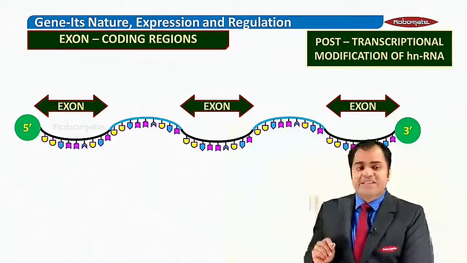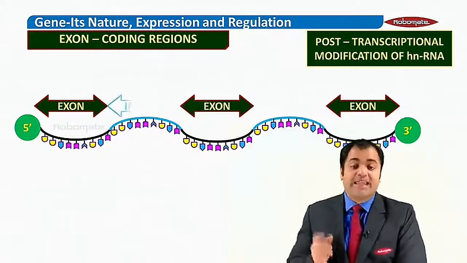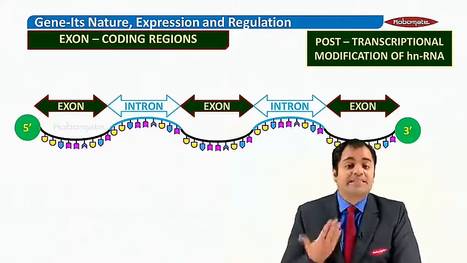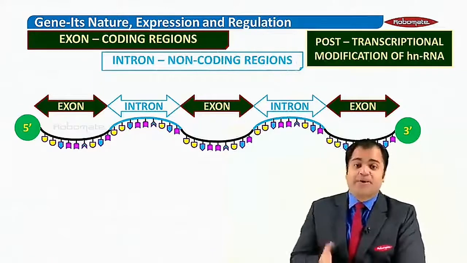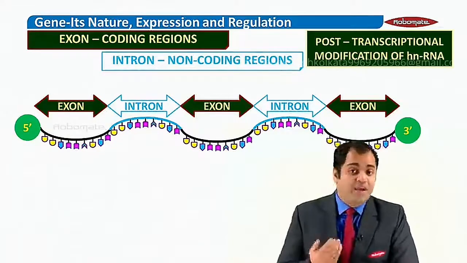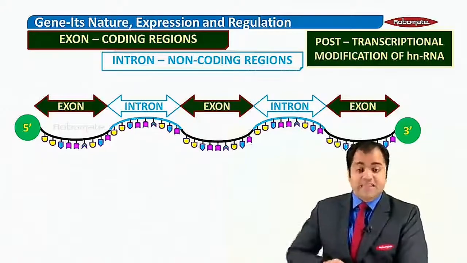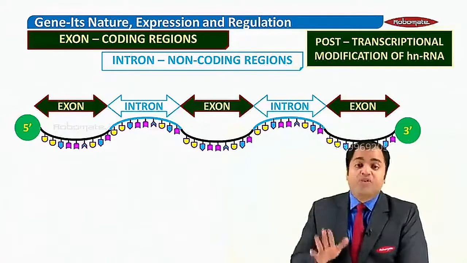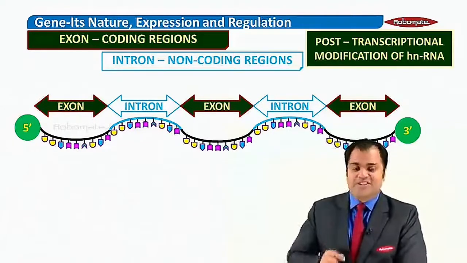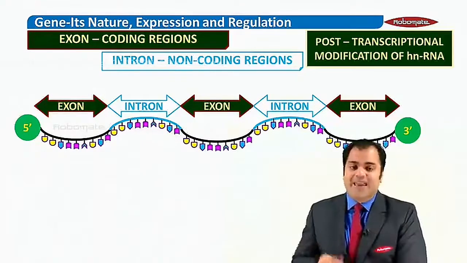Now, in between the exons, you see the light regions, and the light regions are called introns. Is that okay? Now, they're called introns because they are non-coding regions. Non-coding because they will not code for any amino acid in the protein. Is that okay? And therefore, you require post-transcriptional modification of this hnRNA. Let us see how it happens.